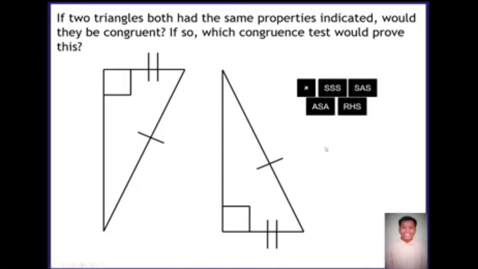And how about this figure? You are given two sides and a right angle. So you can use the RHS, right? So you can use the right angle-hypotenuse-side.